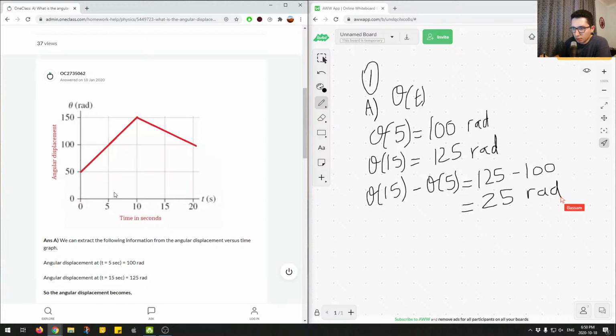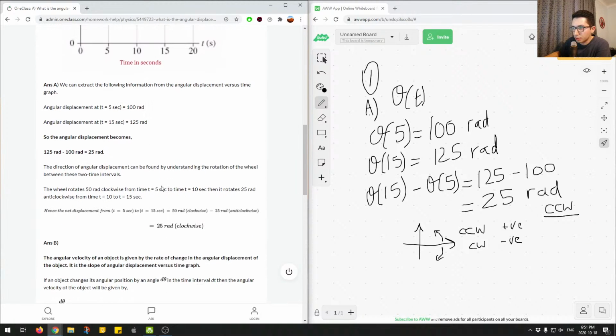So to assign a clockwise or counterclockwise for this, whenever you're looking at, let's say, a coordinate system, you always take the counterclockwise direction as positive. So we'll say counterclockwise is positive, and then clockwise direction is negative. Clockwise is negative. And that's just the standard for physics problems. So here, because we have a positive value, we'd say 25 radians counterclockwise. And that would be our answer for part A.